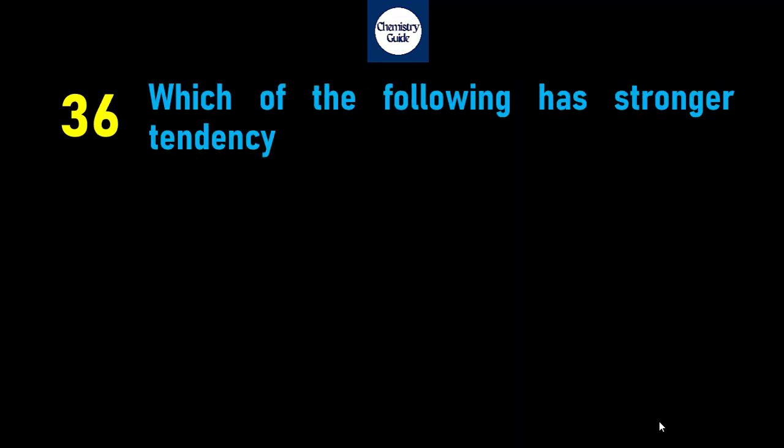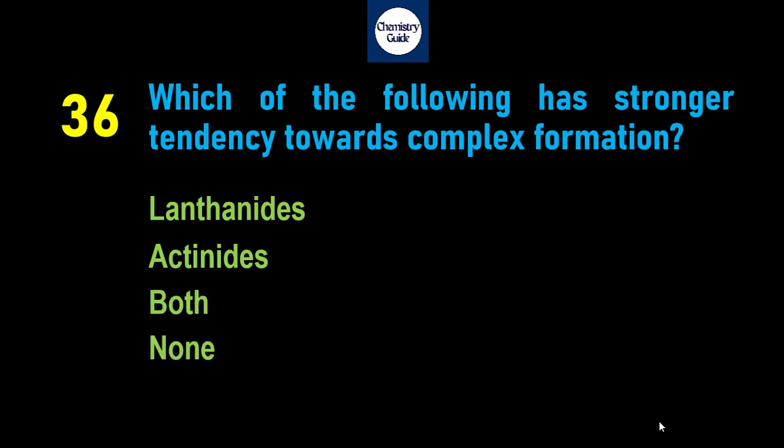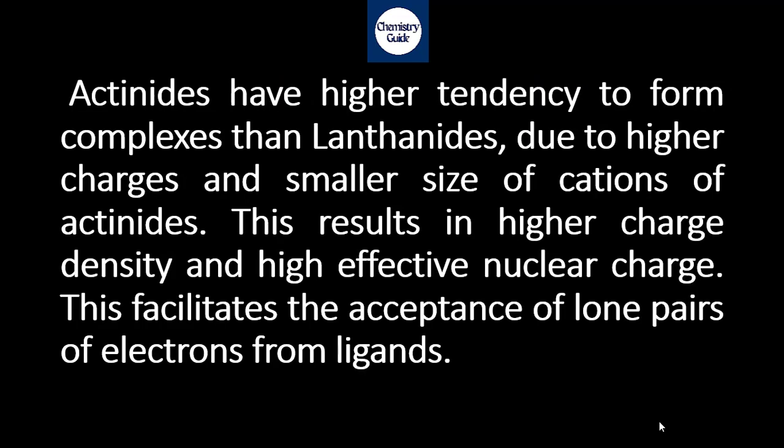Which of the following has a stronger tendency towards complex formation? Lanthanides, actinides, both, none. The actinides have a stronger tendency towards complex formation. Why? Actinides form complexes more readily than lanthanides because of their higher charges and smaller size of cations, which result in higher charge density and high effective nuclear charge. These features make it easy for ligands to donate lone pairs of electrons.